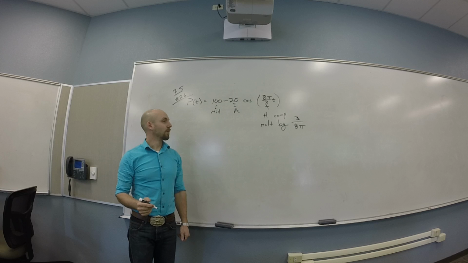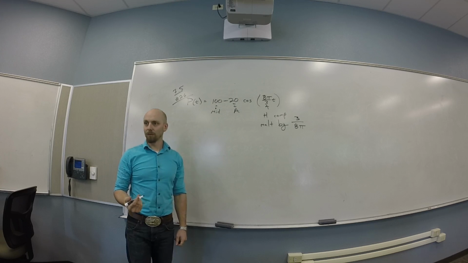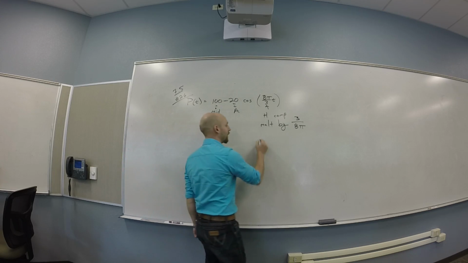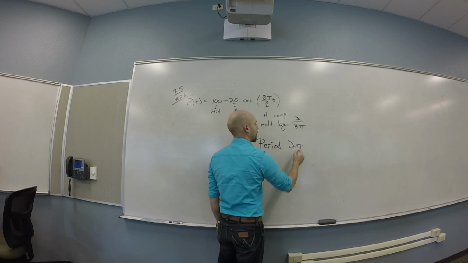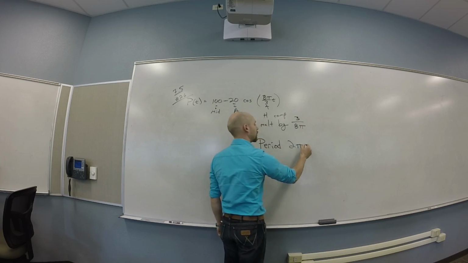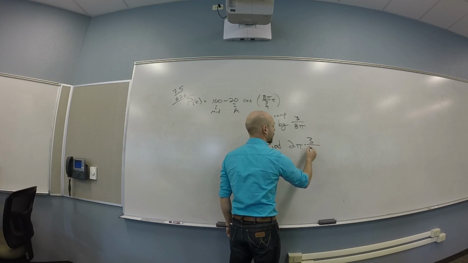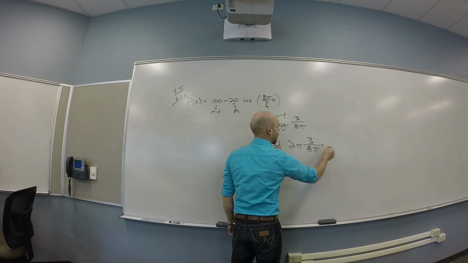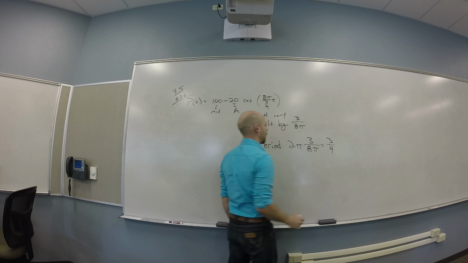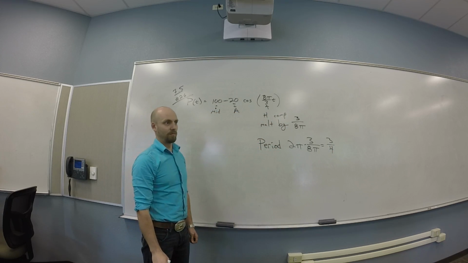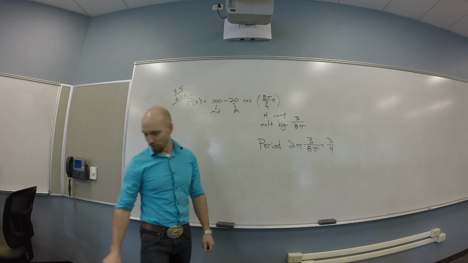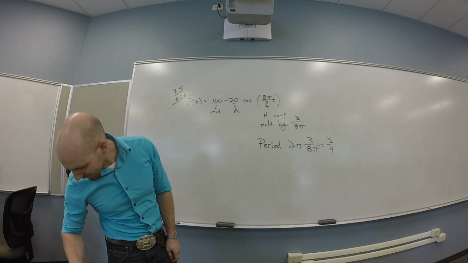Okay, so let's pull the period out of that a different way than we did last time. So what's the period here? 2 pi times 3 over 8 pi. Perfect. It's 2 pi times the compression factor. 3/4. So that'll be 3 over 4, which is 3/4 seconds.